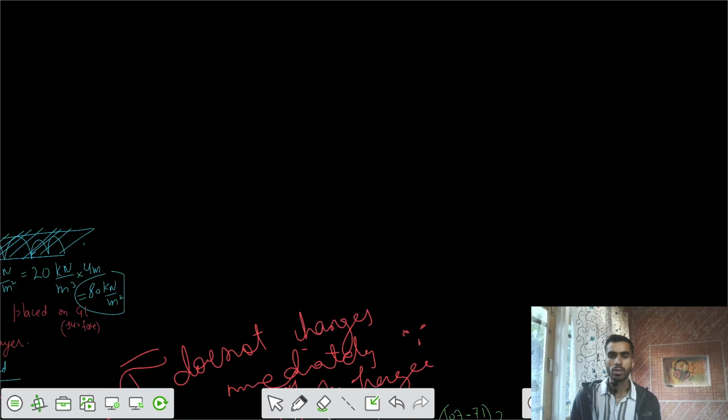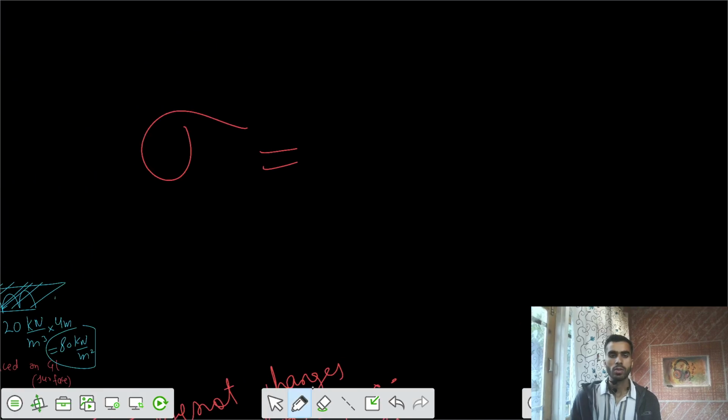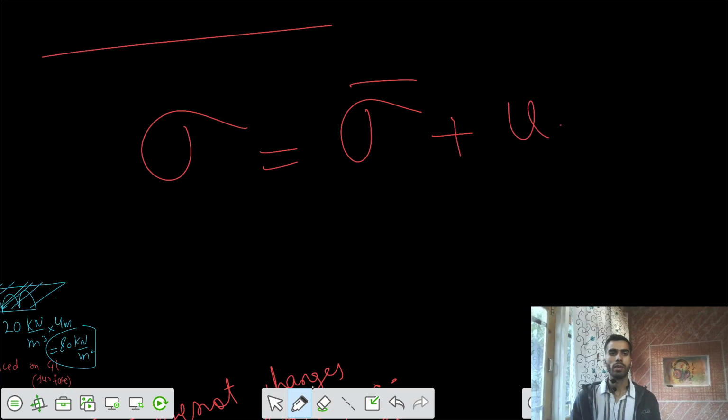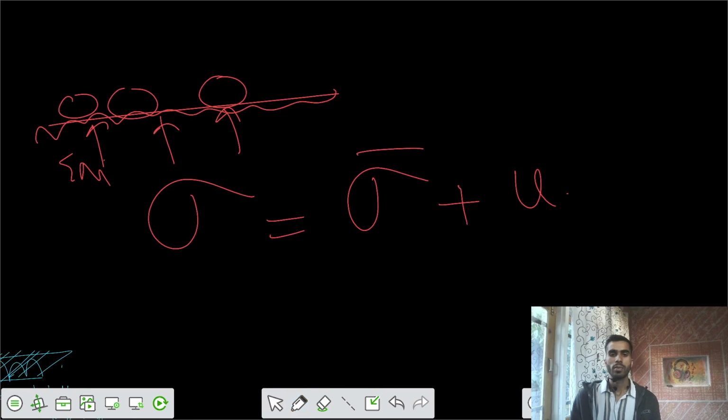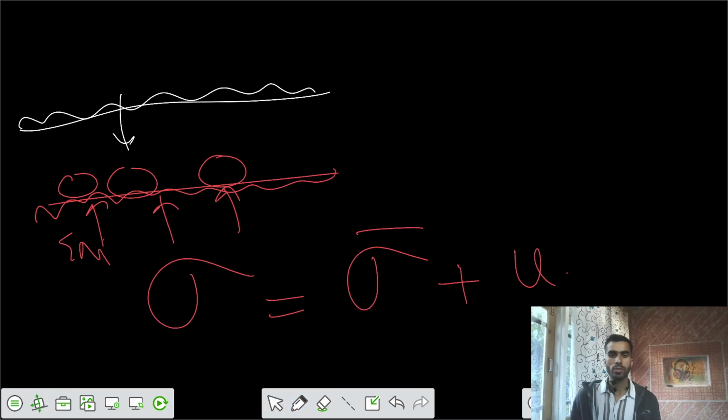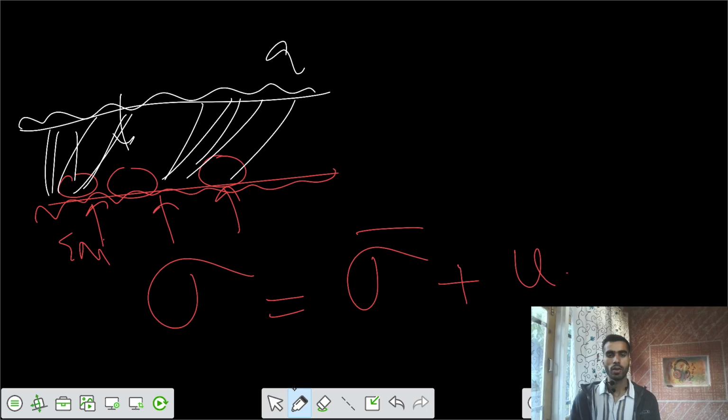So we have that concept that sigma equals sigma dash plus u. We have that section, we have those grains, we have the summation of all those N i, and we have that pore water pressure. So we have the summation of Fy equals 0. Your external load was the surcharge, q, and there was soil also, similar to the original condition.